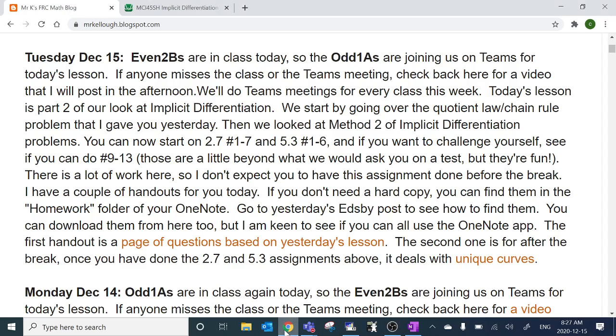Today we're doing part 2 of implicit differentiation. Today's a little more meaty lesson than yesterday, a little more important. Once we're done today's lesson, we'll do some more examples tomorrow. We won't get through all the examples in one class, I don't think. But by the time we're done today, you can start in on this assignment.